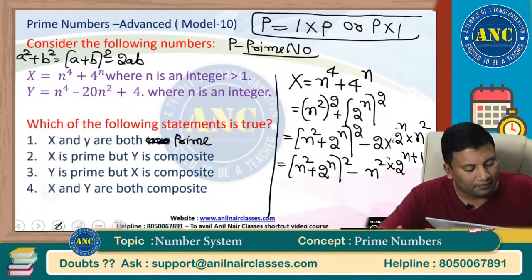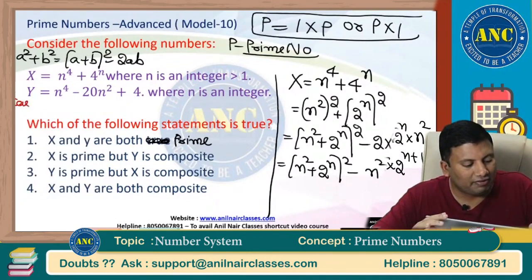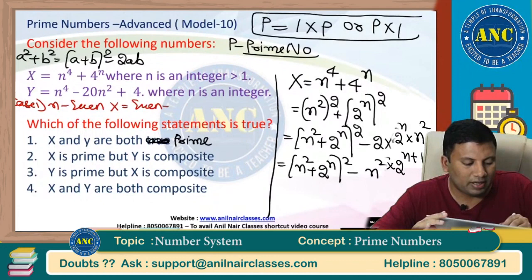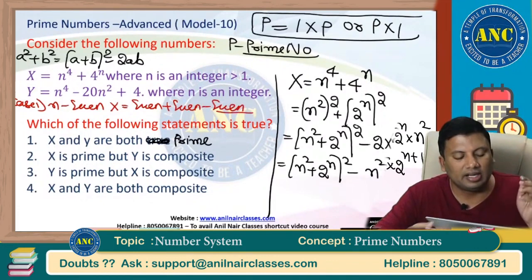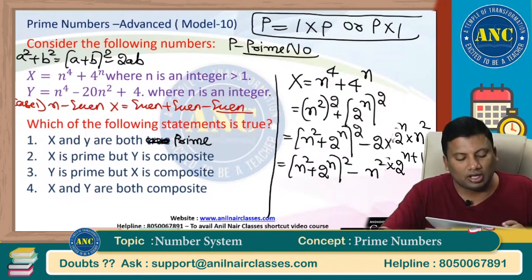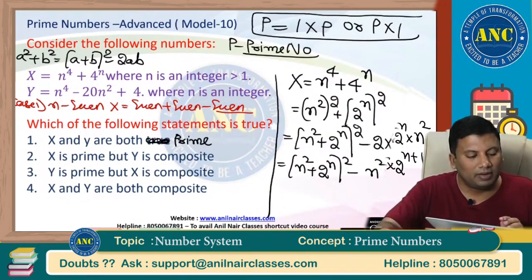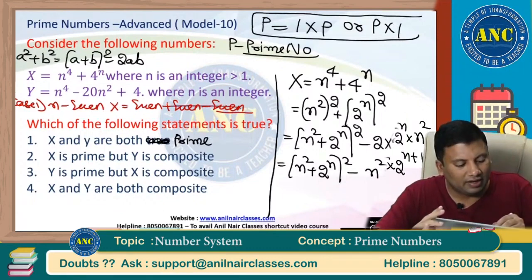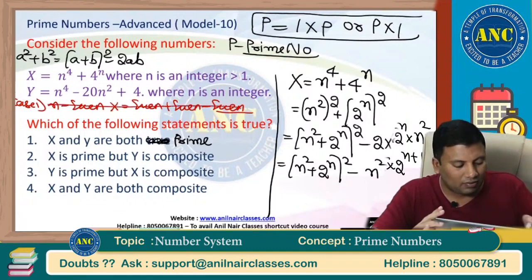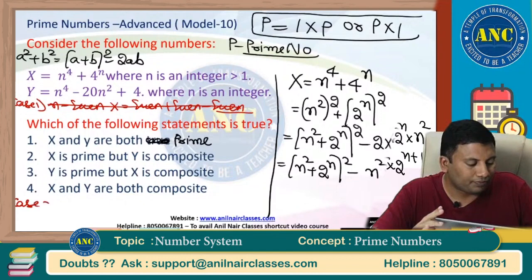Case number 1. If I take n value even, this will become x equivalent to even plus even. Even plus even is an even number. Other than 2, there is no even number which will make the x value a prime number. So, even anyway, it is out. Case number 1 done.